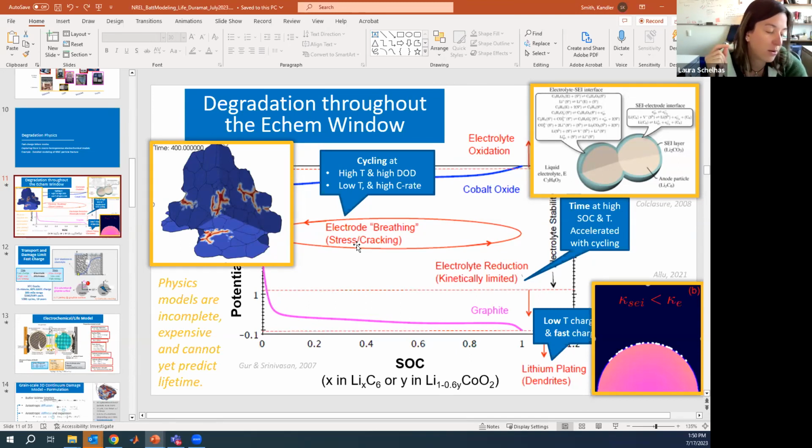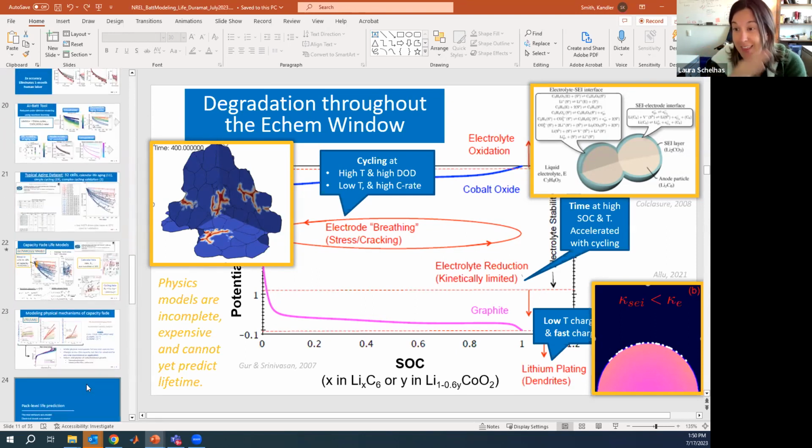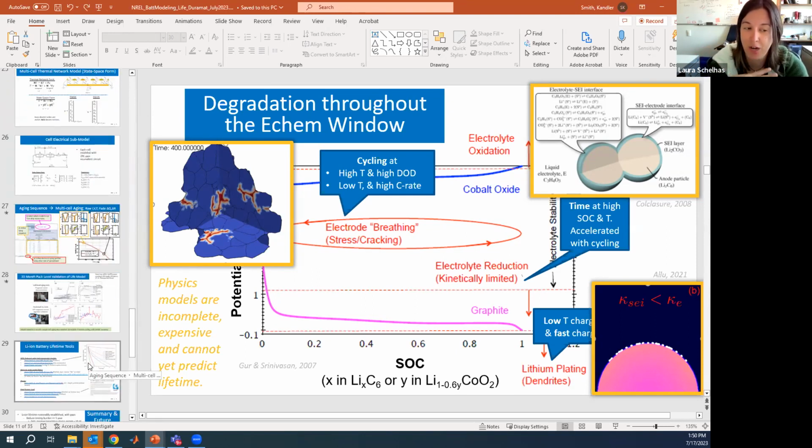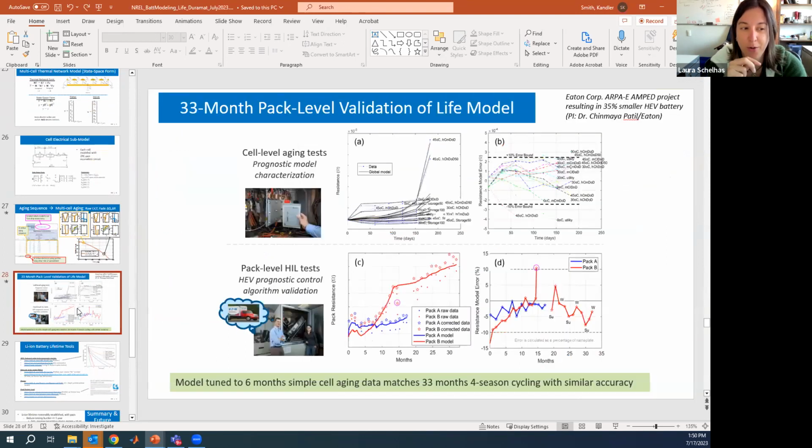When you were talking about, I think it was one of the hybrid vehicle examples, you talked about resistance growth being sort of your end of life indicator in that case. So can you talk a little bit about how you determine those end of life indicators that you use to kind of help you assess these models?